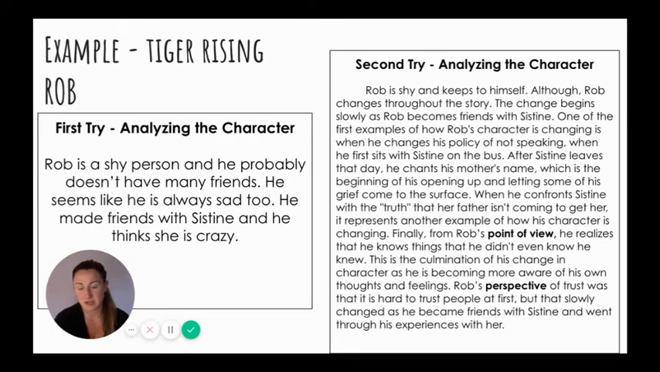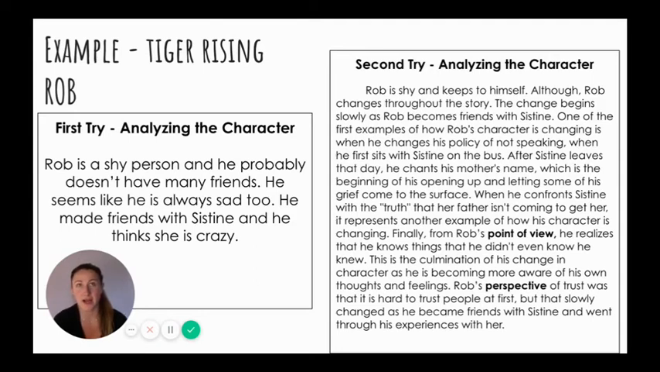So do you see how easy it was to go back into the text to further describe my simple sentence, Rob is a shy person? I'm analyzing this character from his perspective. These are all ways of how he changed, but I'm talking about it from his point of view. Finally, from Rob's point of view, he realizes that he knows things he didn't even know he knew. This is a culmination of his change in character as he's becoming more aware of his own thoughts and feelings. Rob's perspective of trust was that it was hard to trust people at first, but that slowly changed as he became friends with Sistine and went through his experiences with her.